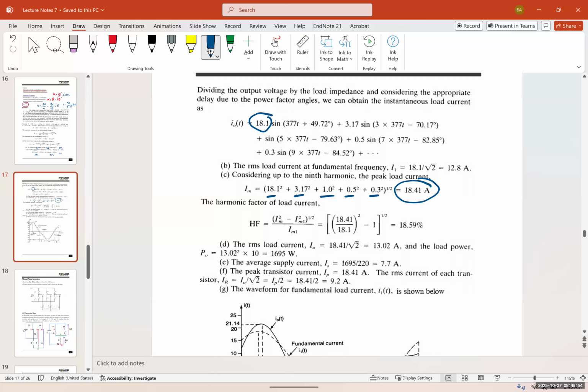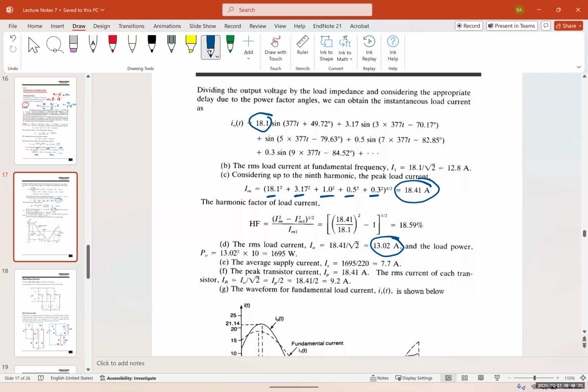The harmonic factor of load current is the square root of Im squared minus Im1 squared, over Im1, which gives us 18.59%. The RMS load current, I out, is going to be 18.41 divided by square root of 2, because again we want to find the RMS. This is going to be 13.02 amps.